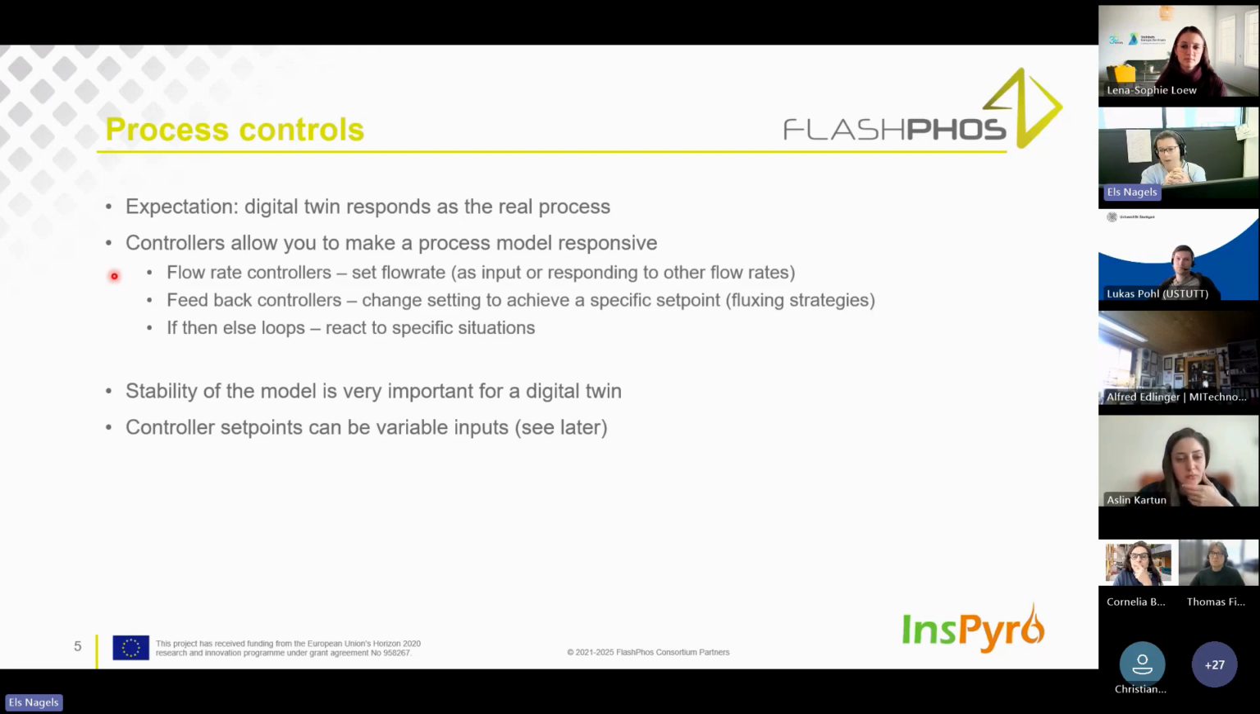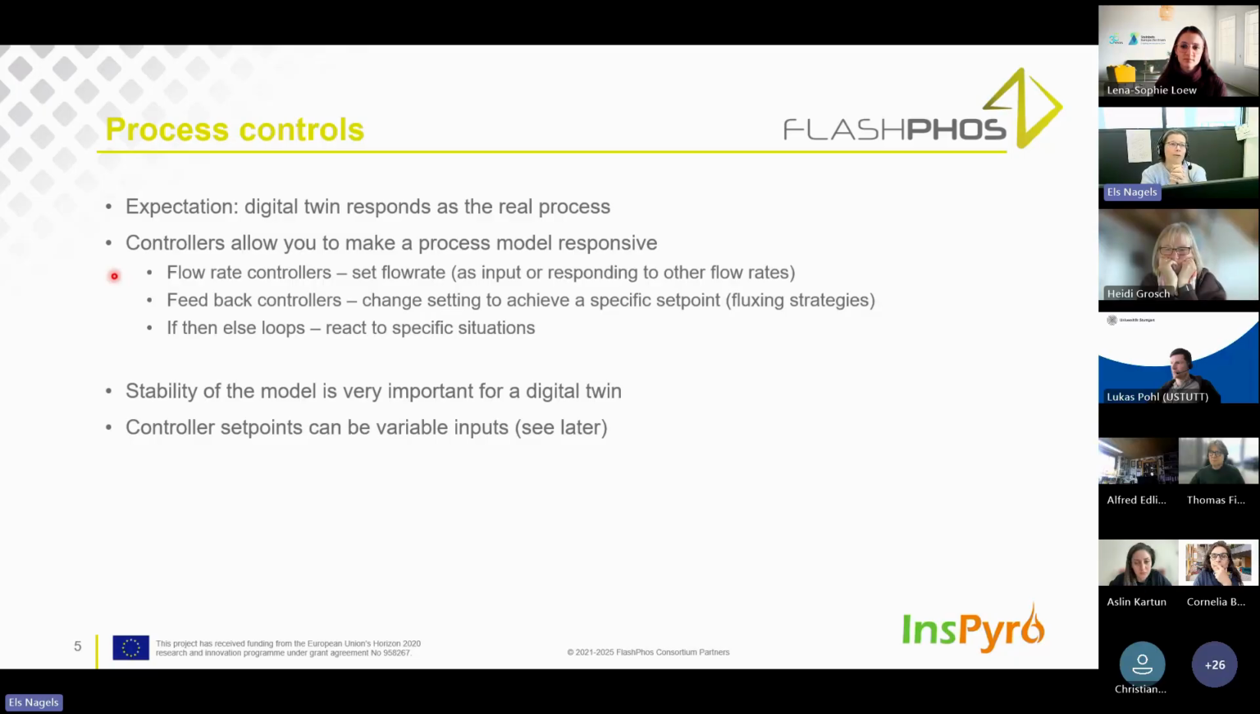So a first one is a flow rate controller. A flow rate controller is a controller you put on a stream to set a flow rate. Okay, that's very logical. The name says it itself. And this can be either an input from a user, it can be an input from a sensor, or it can be a response to another flow rate. For example, a burner: if your set point is a specific fuel to oxygen ratio, then your oxygen inlet or your air inlet depends on the fuel rate that is going in. That is what the flow rate controller is doing.